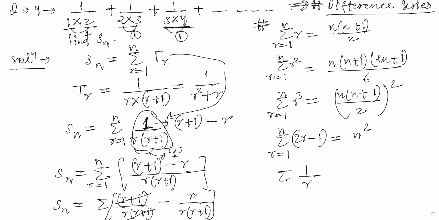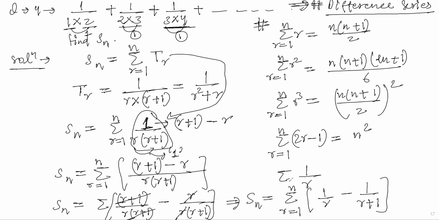r plus 1 gets cancelled out and r gets cancelled out in this case. So what I'm left with, Sn is equal to sigma, I got 1 by r in the first term minus 1 by r plus 1 in the second term. This is from 1 to n. I just write these terms once. First of all, note this down and ask me if you are facing any problem.